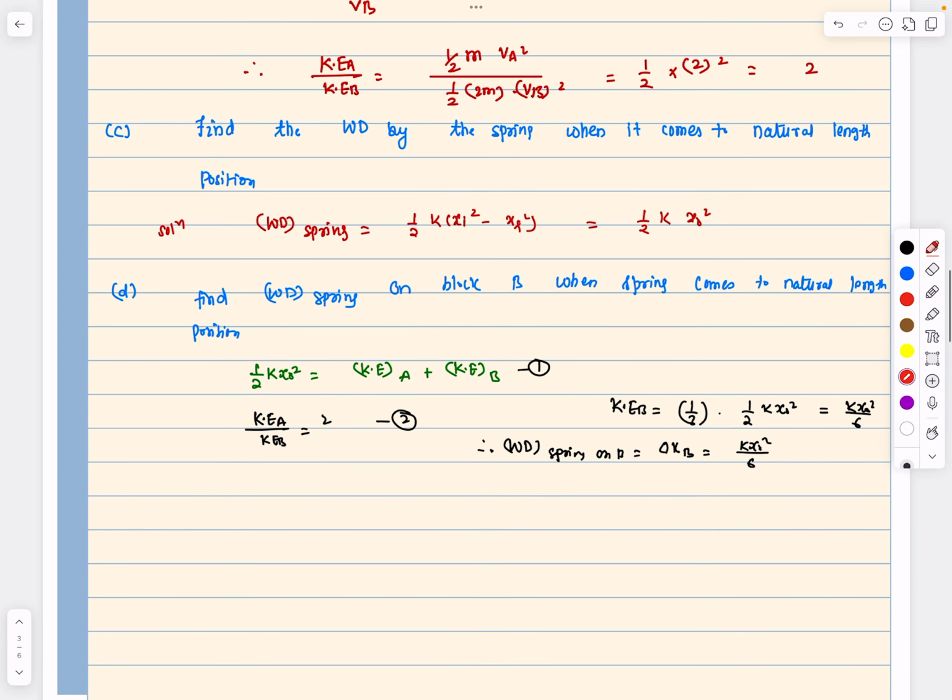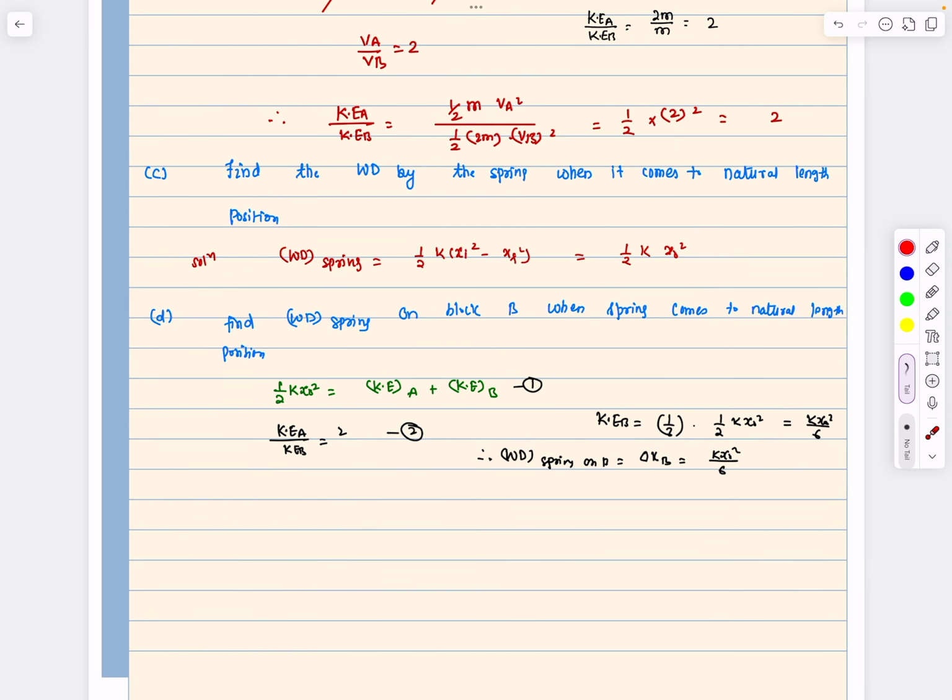So, continuation of the same thing. We are discussing the impulse momentum theorem, and we discussed three questions before that. Find the work done by the spring when it comes to its natural length position. Another question they can ask: find the work done on block B when the spring comes to its natural length position. The earlier question was work done by the spring; this question is about the work done by the spring on block B.